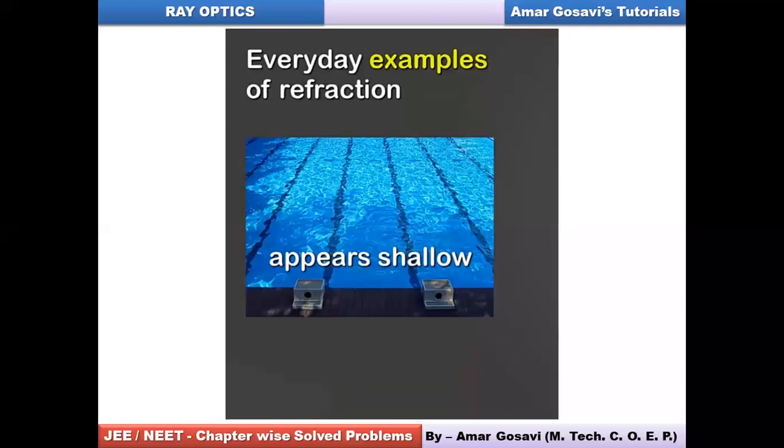Okay, another example you can see. You talk about a swimming pool, right? You observe it from the top. It appears shallow, or the floor of the swimming pool appears to be raised when we are viewing it from the top. Now, why does this happen? Obviously, because of this phenomenon called refraction, friends. So please make a note of this again.